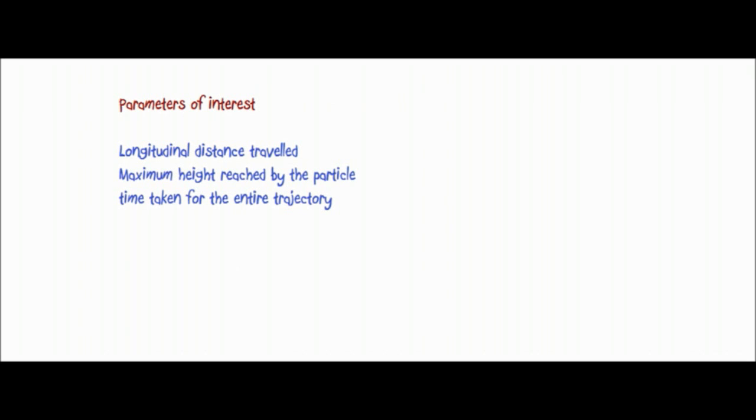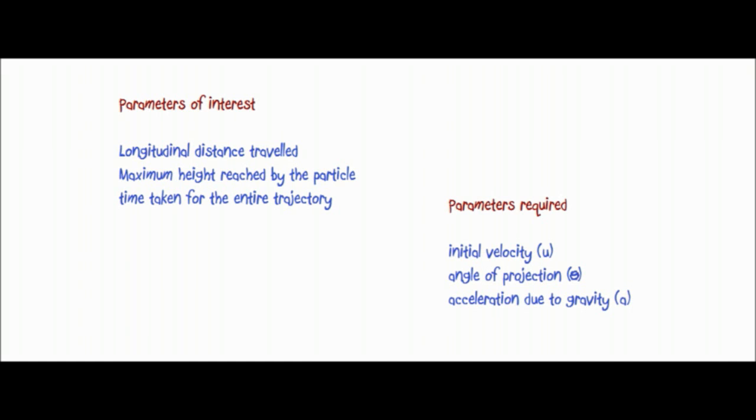The parameters of interest in trajectories include longitudinal distance traveled, maximum height reached by the particle, and time taken for the entire trajectory, whereas parameters required for the above calculations involve initial velocity, angle of projection, and acceleration due to gravity.